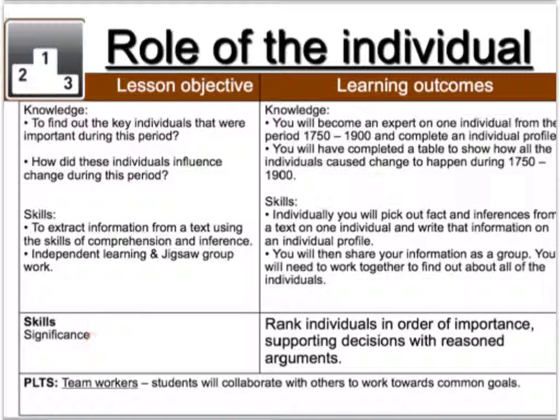The historical skill is the skill of significance, and the PLT will be you as being a team learner. You will, in the end of the lesson, become an expert on one of the individuals, but have an oversight and an overview of the other individuals by completing a table and learning from other students. The extension task will be to rank the individuals in order of their importance, their significance in your opinion.